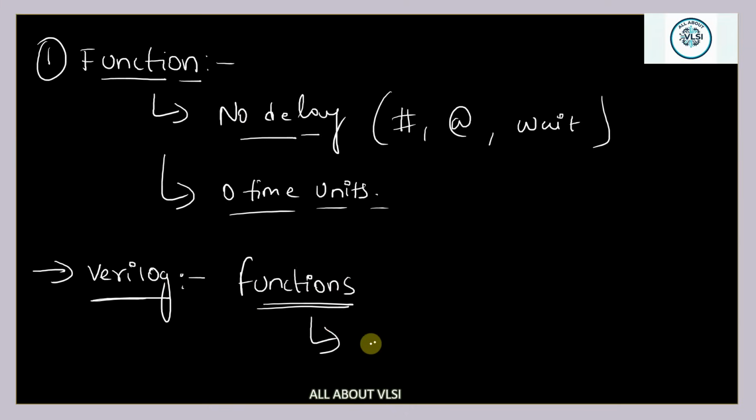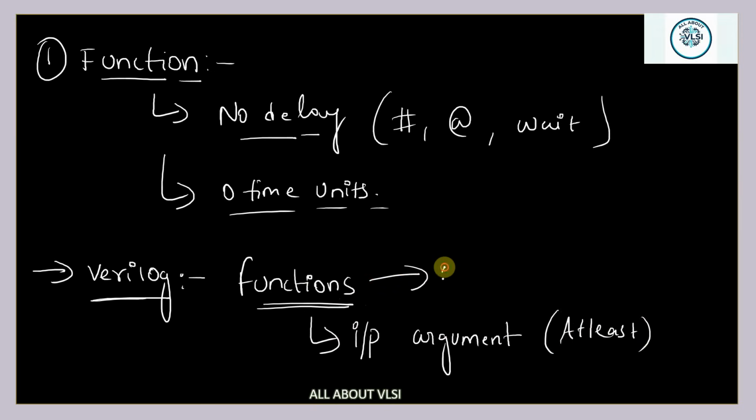In the case of Verilog functions, we should have at least one input argument. This is mandatory. But in the case of SystemVerilog, we don't need any input arguments. You can have functions with no arguments declared at all. And in the case of your Verilog, you need to have output arguments.